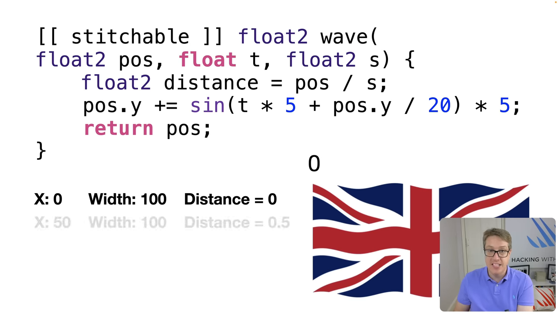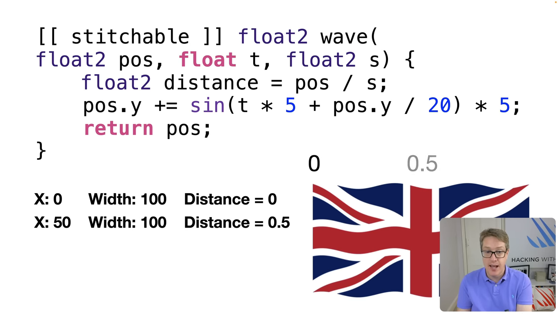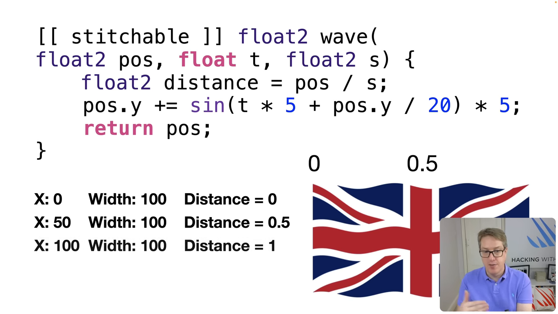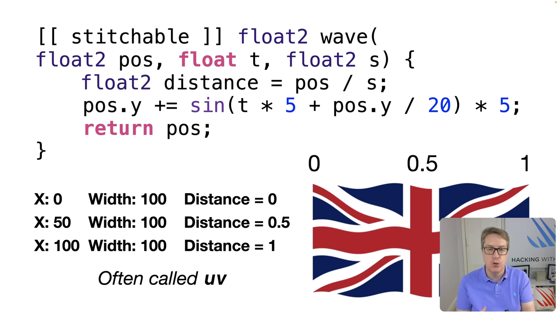Whereas if we are at x 50, width 100, we're now going to get 0.5. 50 divided by 100 is 0.5, right? And if we're at x 100, width 100, we're now at distance 1. So by dividing our position by our size, we get values in the range of 0 to 1. And this is a really helpful unit to have, often just called UV. You'll see UV a heck of a lot.